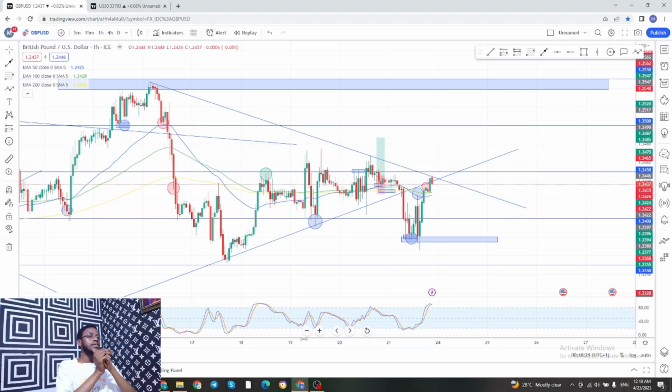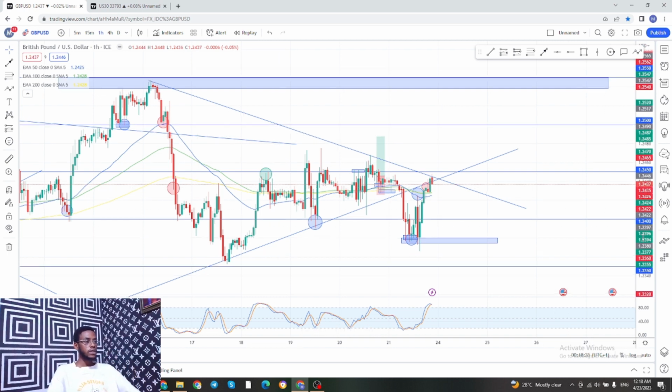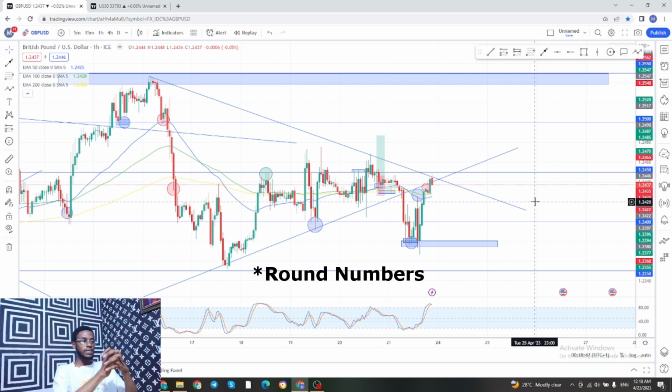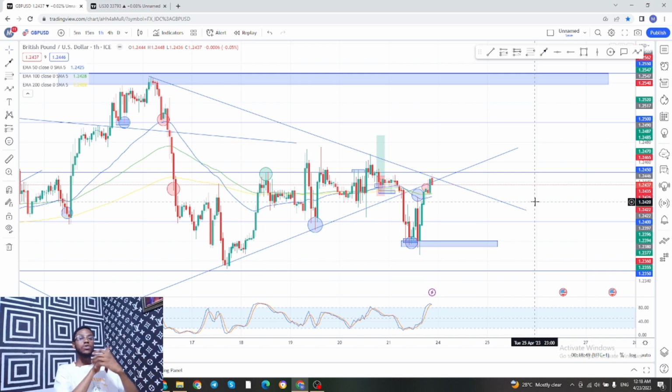So guys, I'm just gonna get a new chart so I can show you guys what I'm talking about. You see all these blue lines on my chart, they are all bank zones. So what are bank zones? They're just round-up numbers that the banks used to trade. They're all round-up numbers.